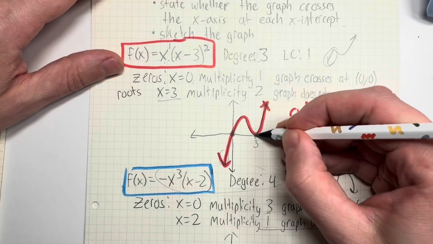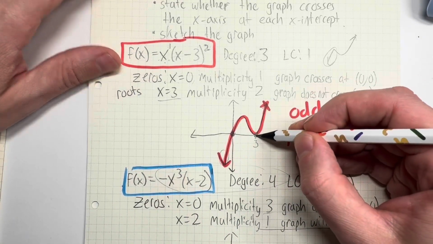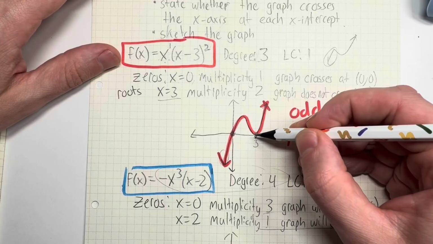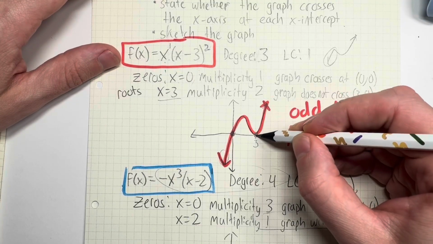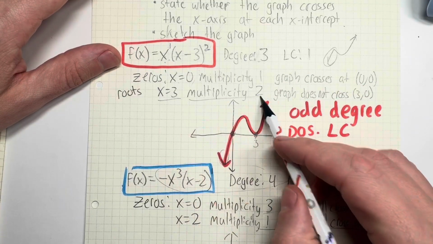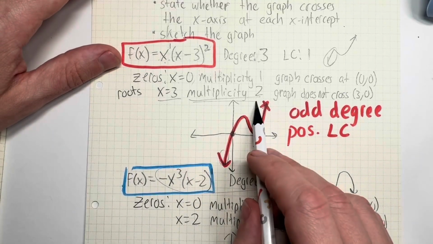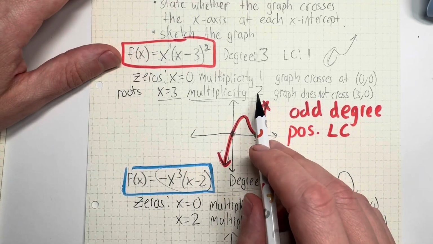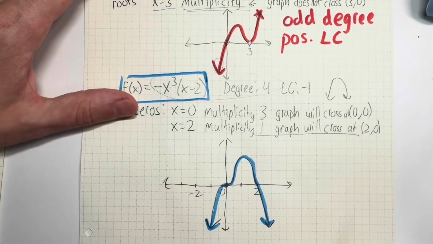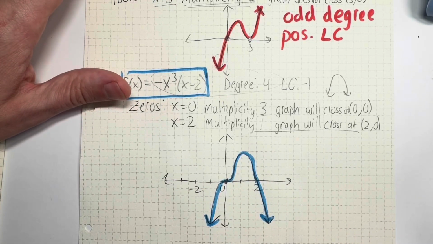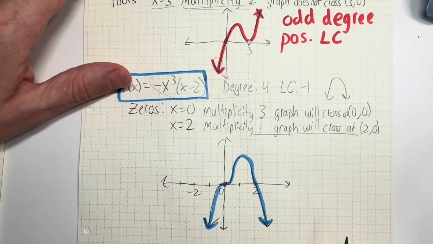But x-intercept just means it touches the x-axis. The y value is 0. It doesn't cross if the multiplicity is even. So here multiplicity 2, that's even, is the only time in these two examples where the graph simply touched without crossing the x-axis.